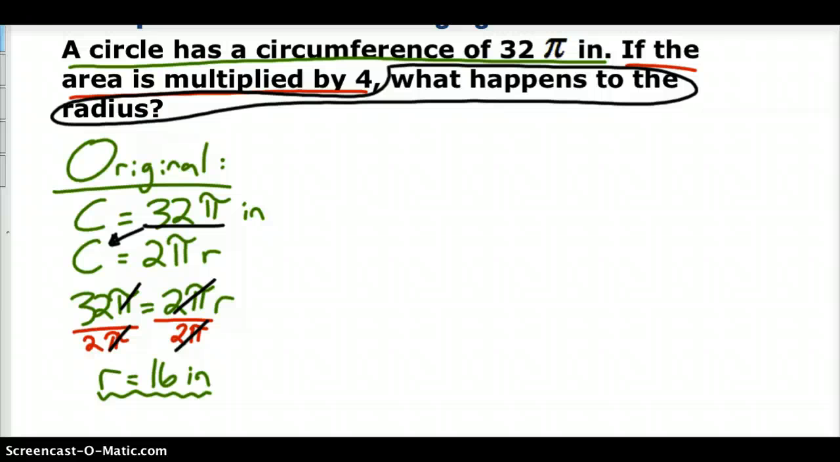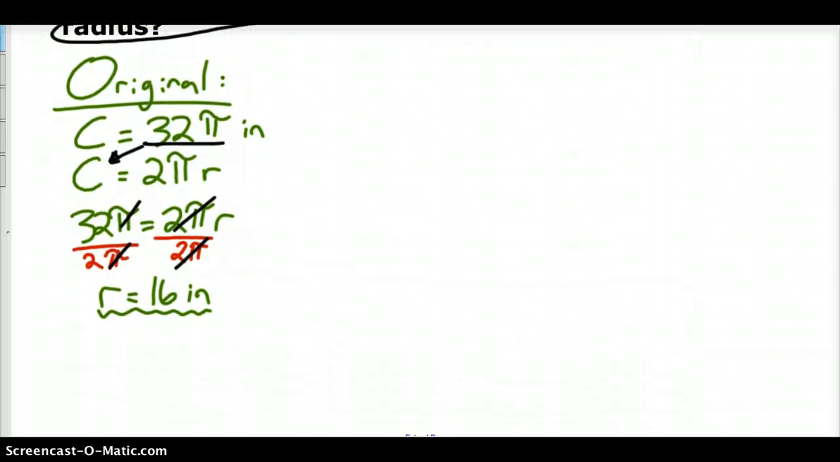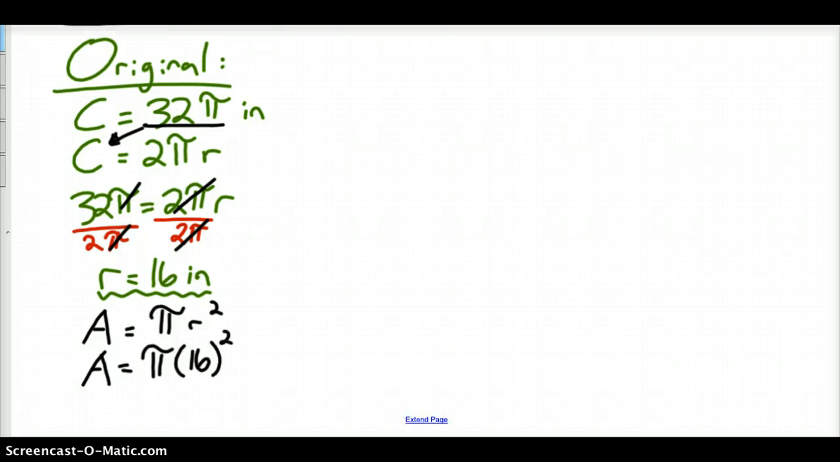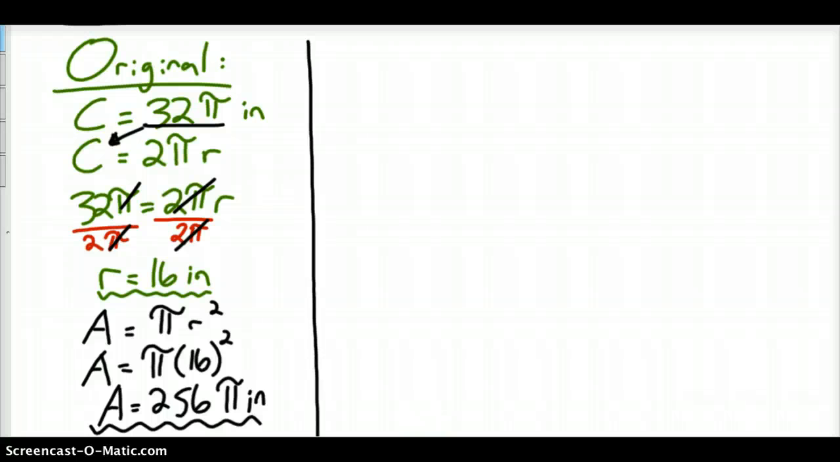Now the red part here says if the area is multiplied by 4. We don't know the area yet, but we do know this radius, so why don't we figure out what the area is? The area of this original circle is equal to pi times radius squared. So our area will be equal to pi times 16 squared, and that will give us an area of 256 pi inches.